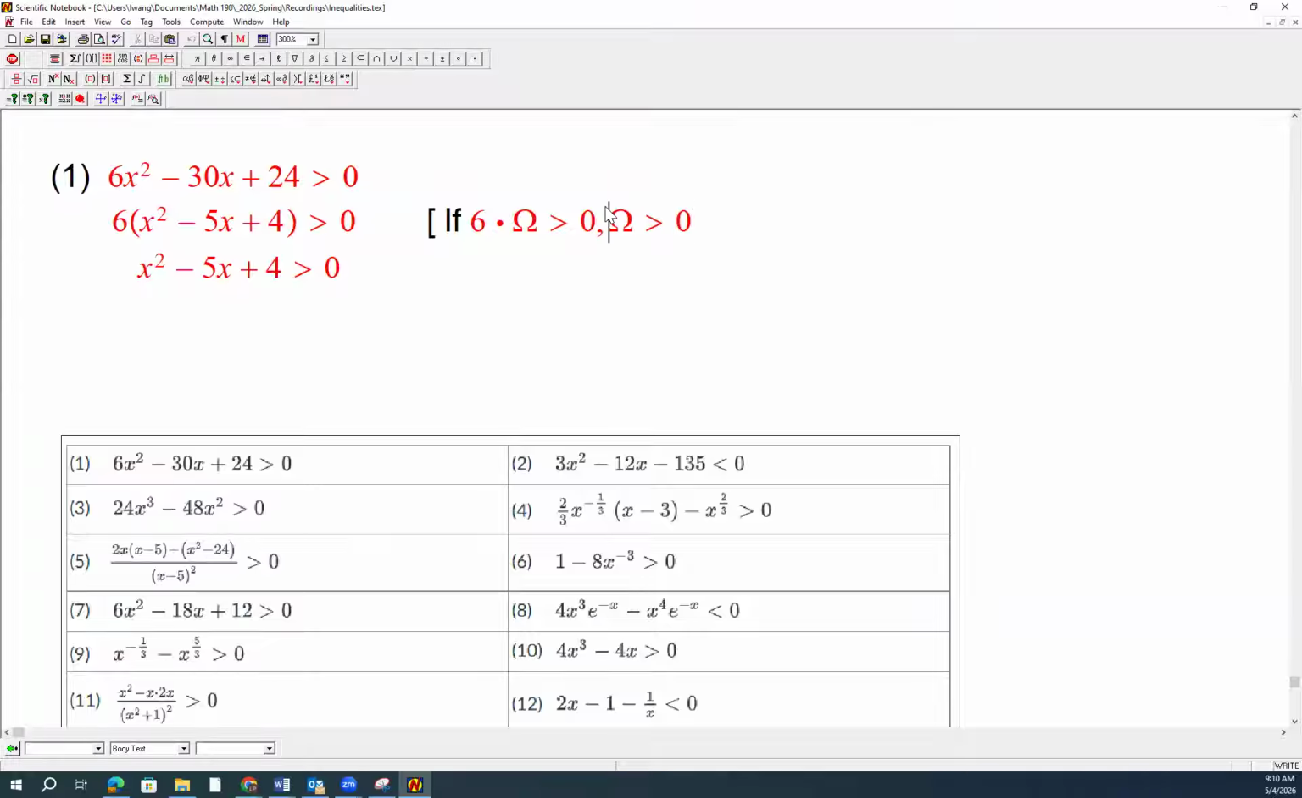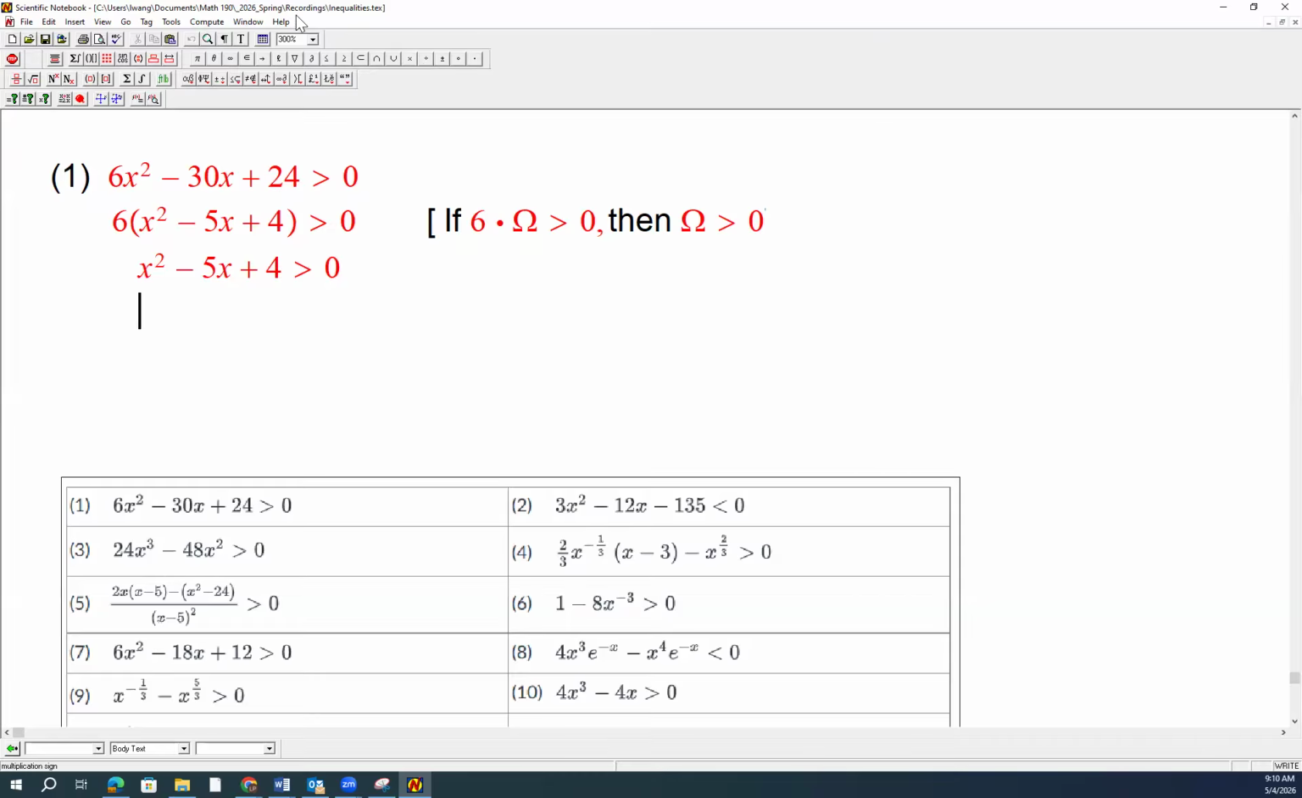Okay? If 6 times a number is positive, then the other factor is positive. So this factor, of course, is in parentheses, right? So you can use this to just simplify your work. Okay, next step, factoring. x minus 1 times x minus 4. Make sure you got the right factors. We get this product, right?